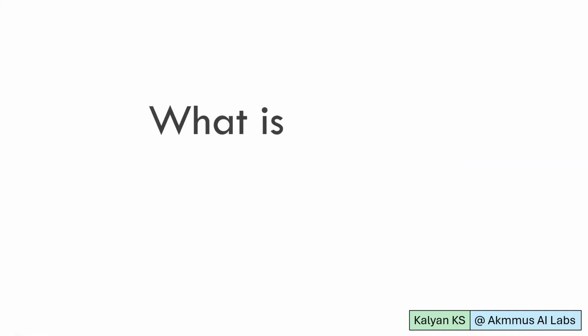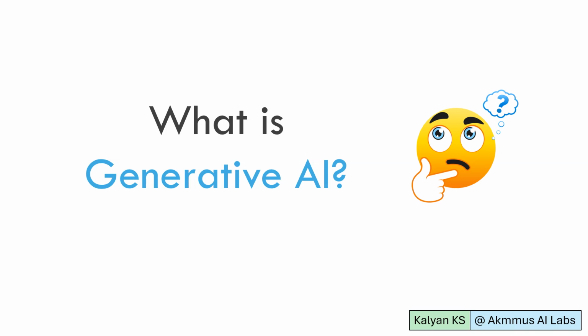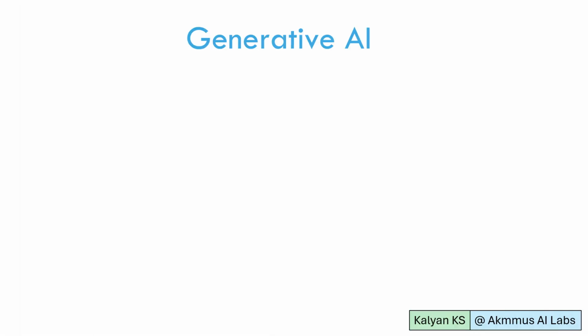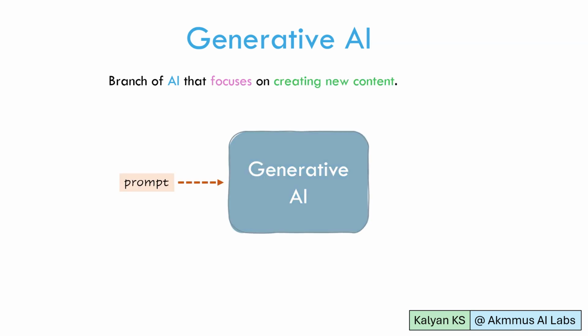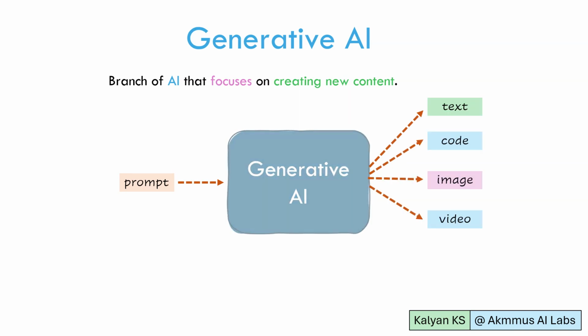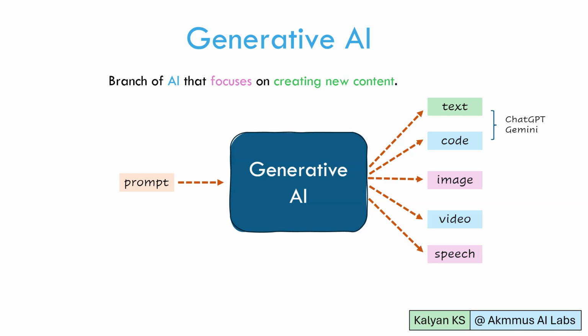Now, let us see, what is generative AI? Generative AI, or shortly Gen AI, is a branch of AI that focuses on creating new content. The generative AI models take a prompt as input and can generate text, code, image, video, or speech content. ChatGPT and Gemini are the popular generative AI models which can generate text and code.